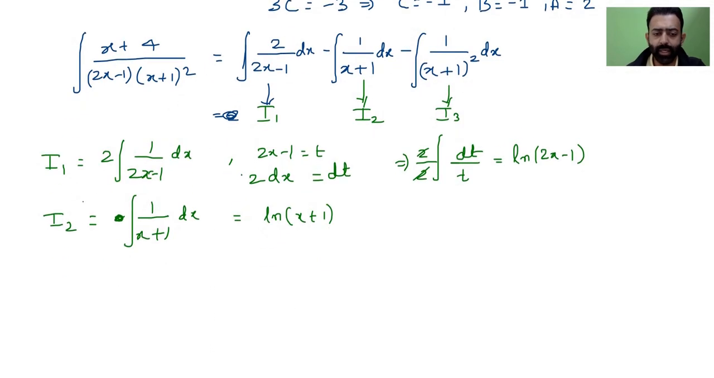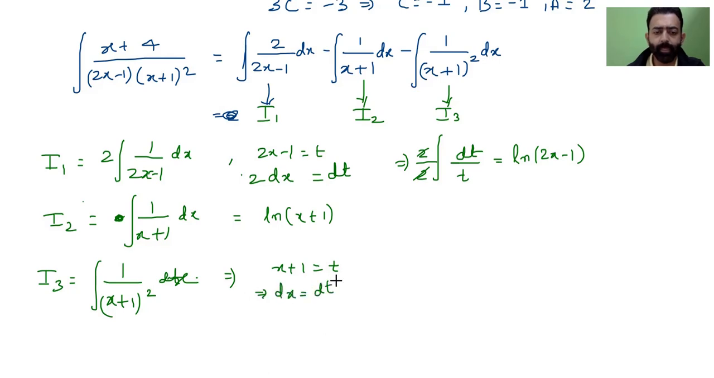And integral number 3 is I3, which is 1 upon x plus 1 whole square dx. So in this also we can use the substitution method, that x plus 1, let us introduce this as t. So that means dx is equal to dt. Okay, so the integral now is 1 upon t square dt, which is minus t raised to power minus 2 plus 1, that is minus of 1 upon t, which is x plus 1. Okay, this is my integral number 3.